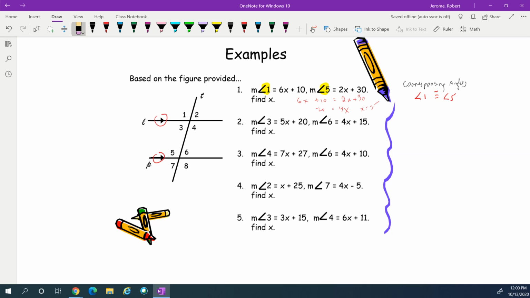Again, we have parallel lines. We already confirmed that. Angle 3 and angle 6. Well, 3 and 6 are alternate interior. And since we have parallel lines, alternate interior angles are congruent. So angle 3 is congruent to angle 6. 5x plus 20 equals 4x plus 15. And of course, we can go ahead and do some work.